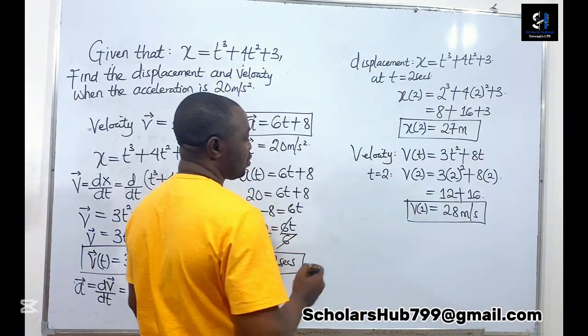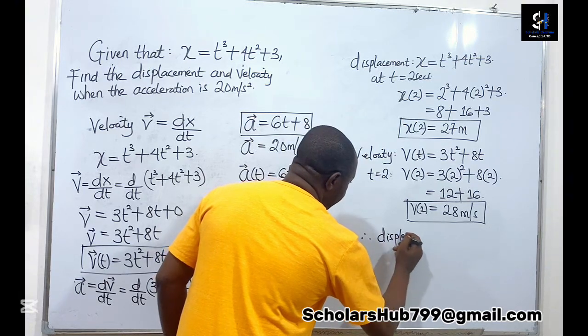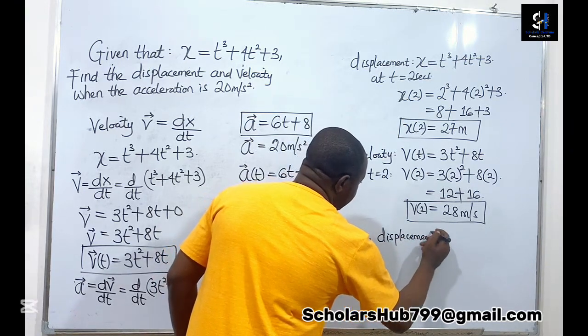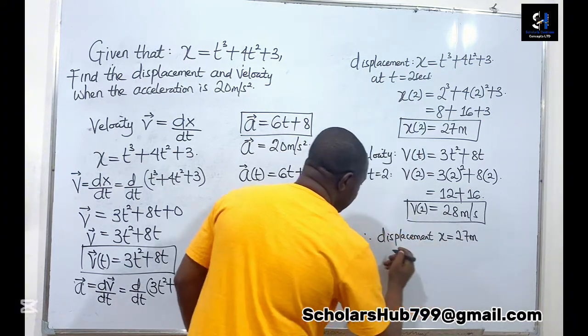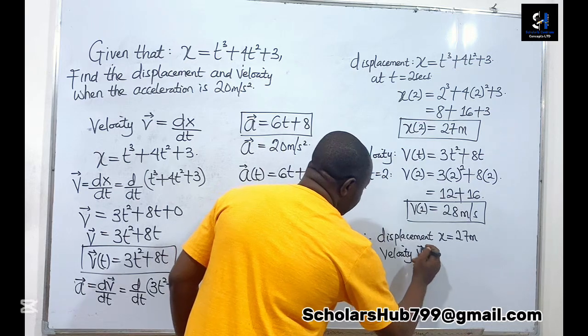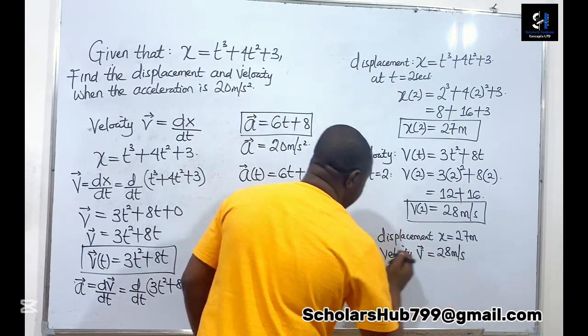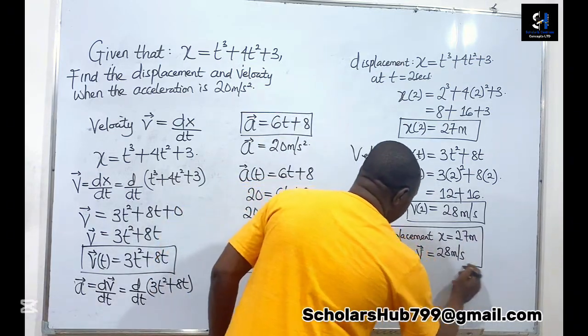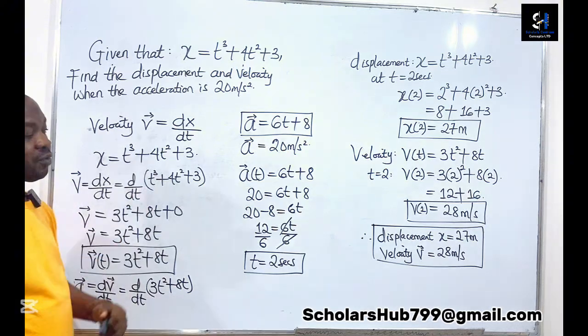So therefore, displacement, which is x, is equal to 27 meters. Velocity, that's v, is equal to 28 meters per second. So these are the values of displacement and velocity.